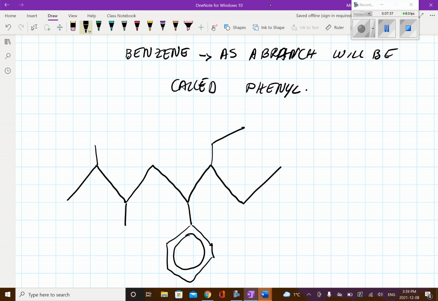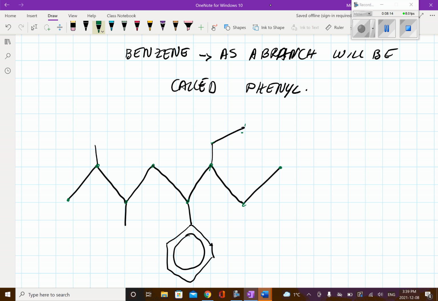Okay, so let's label it. As we see here, the benzene ring is part of the structure. However, when we count carbons, we have 1, 2, 3, 4, 5, 6, 7, 8 as the longest chain. Okay, we can even go the other way here, but it will be the same thing. So even if we go here, it will be the same thing. Okay, so let's start numbering the longest chain.